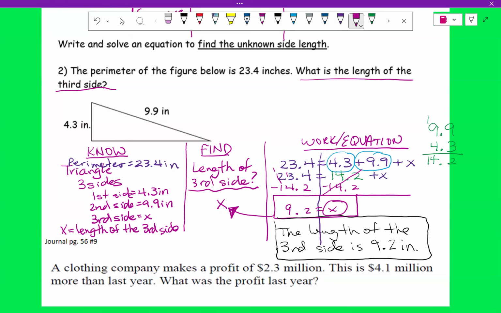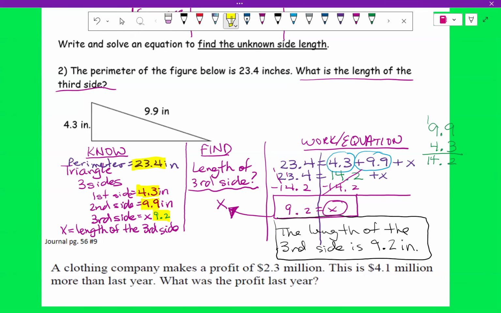Your check would be to simply add all 3 sides up. So we now know that that third side is 9 and 2/10. So if we add 4 and 3/10, 9 and 9/10, and 9 and 2/10, it should equal the original perimeter of 23 and 4/10.